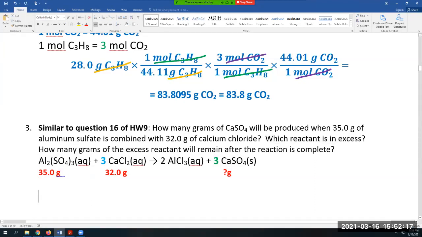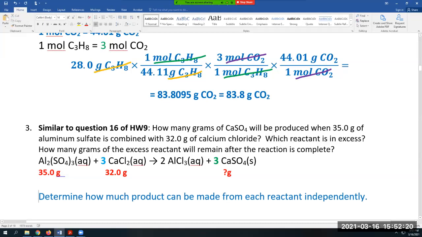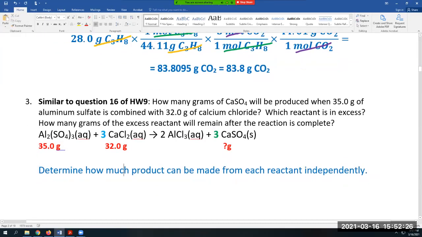So that means you need to do 2 calculations. You need to determine how much product can be made from each reactant independently, right? So let's start with the aluminum sulfate.